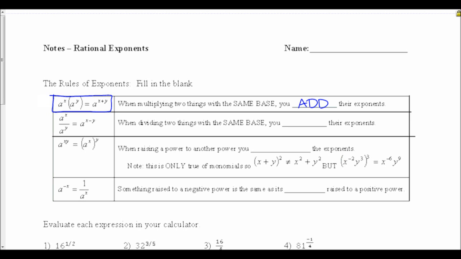exponents. In the second example, we have a to the x over a to the y is equal to a to the x minus y. Or, when dividing two things with the same base, you subtract their exponents. In the third example in the chart, we have a to the xy is equal to a to the x all to the y. When raising a power to a power, you multiply the exponents.